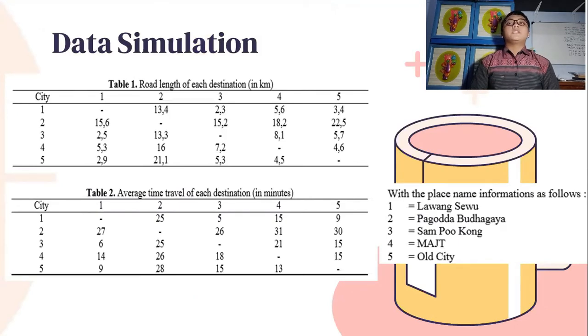For the data simulation of this paper, we use the road length data and average time travel data that are shown on table 1 and table 2 with the place name information as follows: 1 for Lawang Sewu, 2 for Pagoda Buddha Gayas, 3 for Sampokong, 4 for MAJT or Great Mosque, and 5 for Old City.